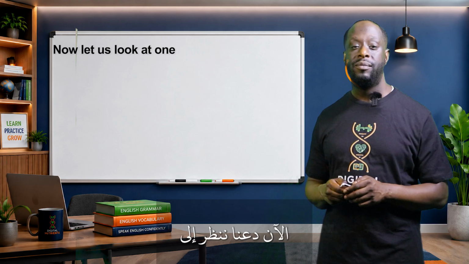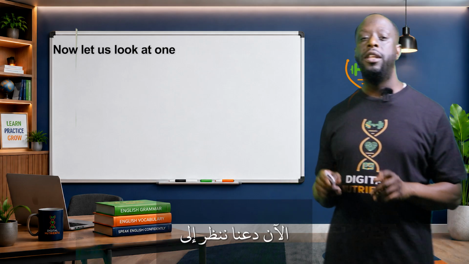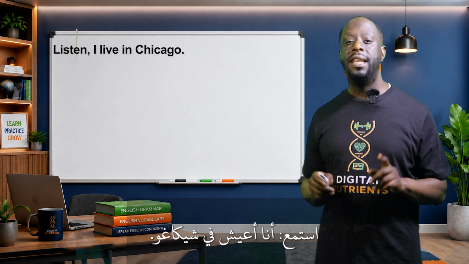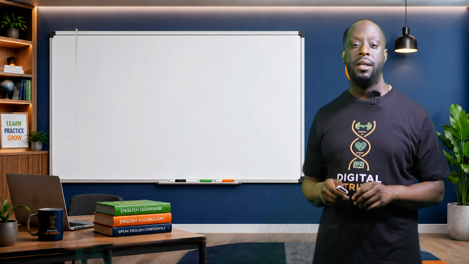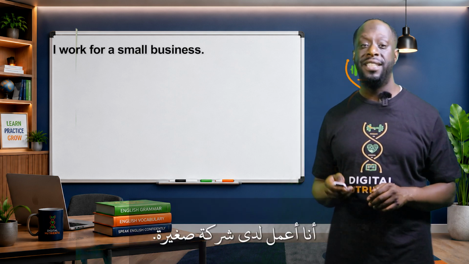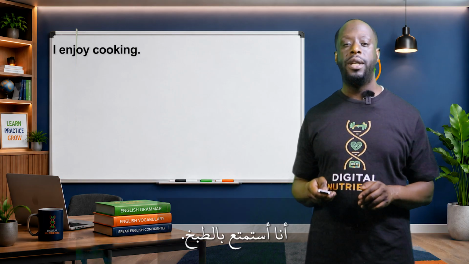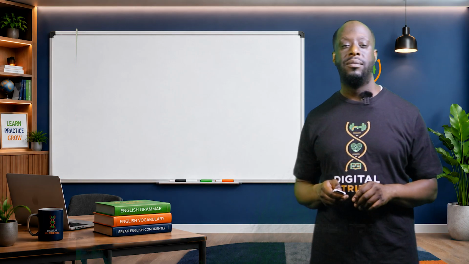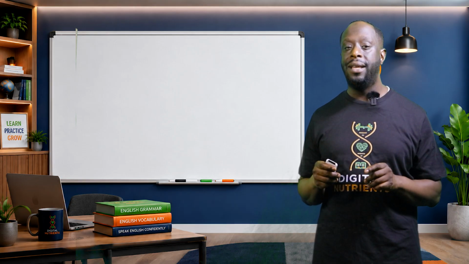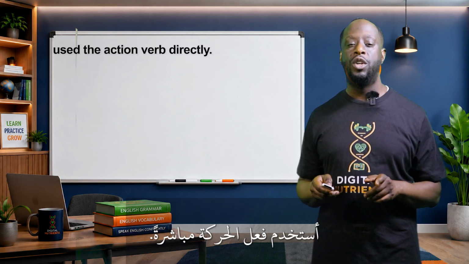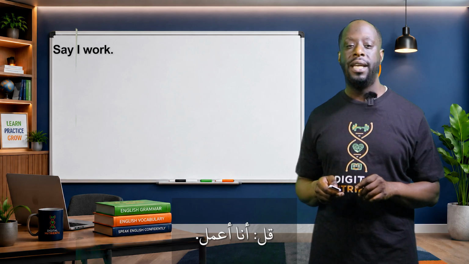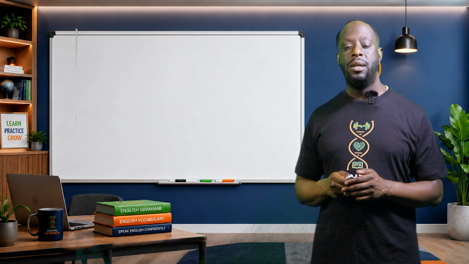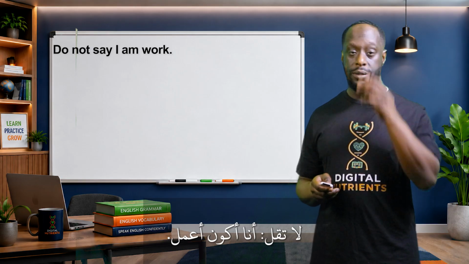Very good. Now, let us look at one useful verb pattern. Listen. I live in Chicago. I work for a small business. I enjoy cooking. I practice English. After the word I, use the action verb directly. Say, I work. Do not say, I am work.